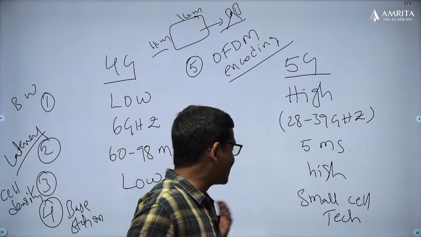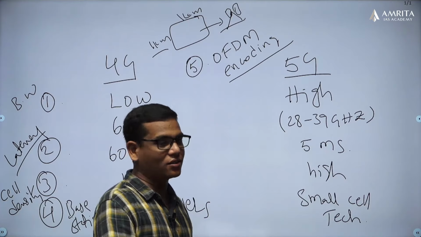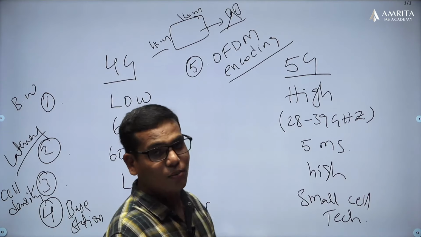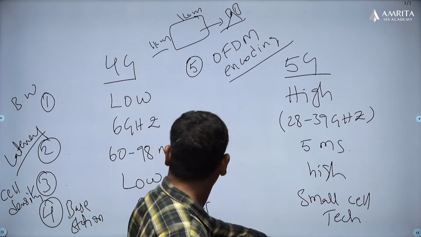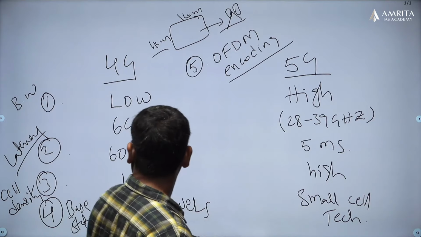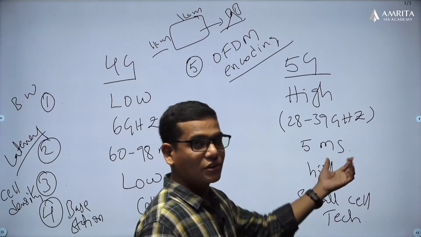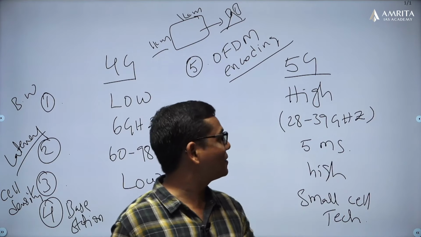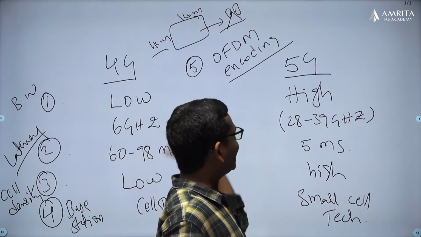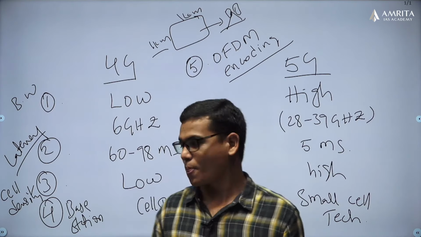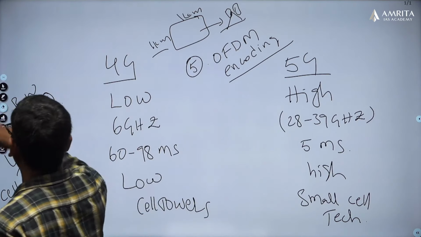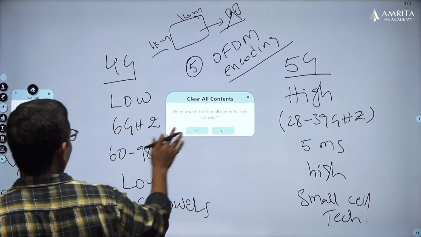So here less channels, here more channels, so that you just have an idea. Less channels, more channels. So interference and the base station technology, cell density, latency, and the bandwidth. So these are technically how 5G is different to that of 4G. Okay. Now I'll come to the next aspect.